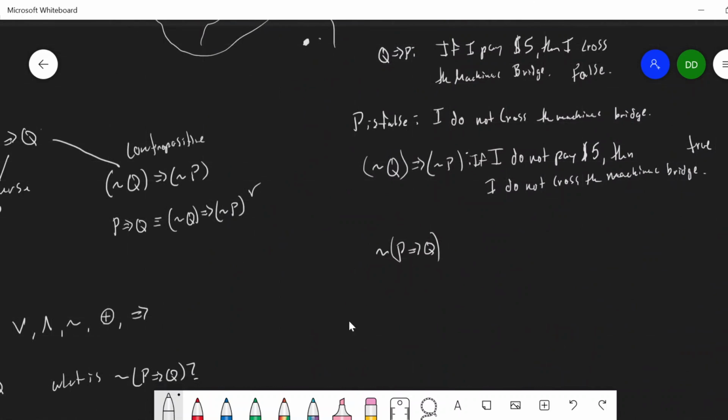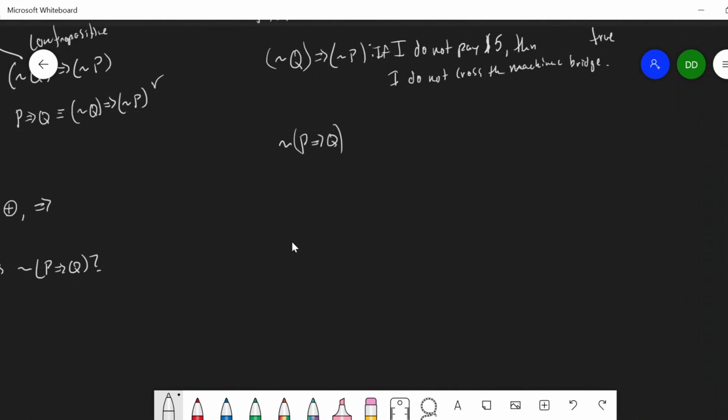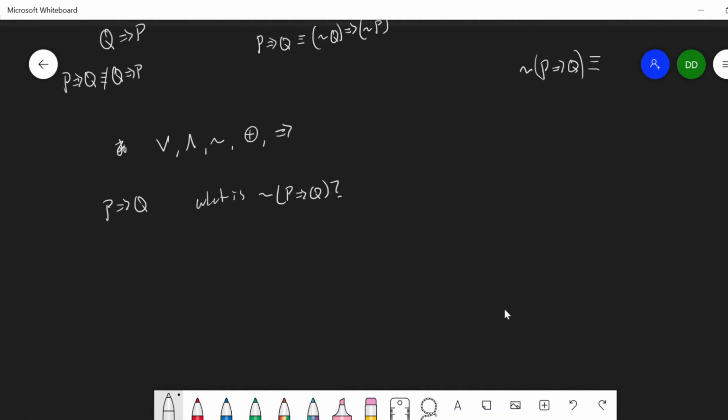So it seems like the negation of P implies Q should be equivalent to, maybe I should write this down here, not (P implies Q), but this is equivalent to, what did I say? P, the hypothesis is satisfied, and the conclusion does not follow. That's what it would mean for an implication to be false, to negate the implication. Now, how can we arrive at this? How can we be sure that this is really true in all scenarios and not just my one example?